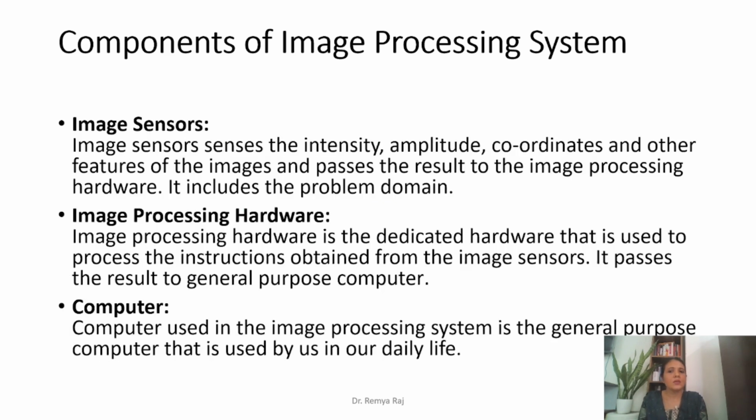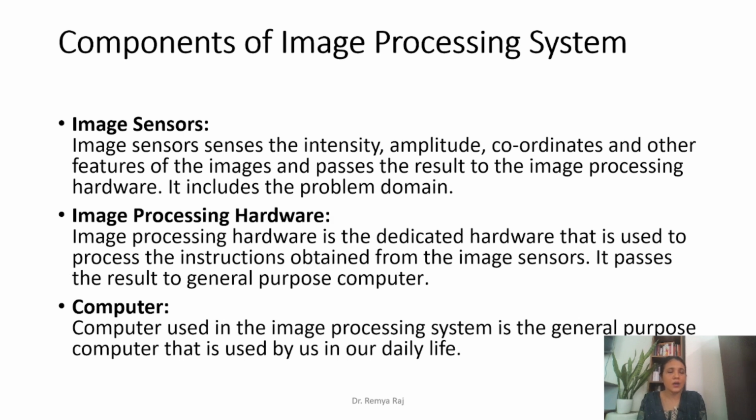So what is an image sensor? It will sense the intensity, amplitude, or coordinates of an image. For example, an image is given by f of x comma y, where x and y are the spatial coordinates, and f of x comma y is the intensity. Those intensity and spatial coordinates will be captured with the help of a sensor. This includes the problem domain and image processing hardware.